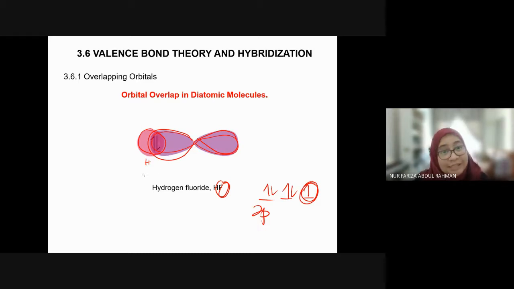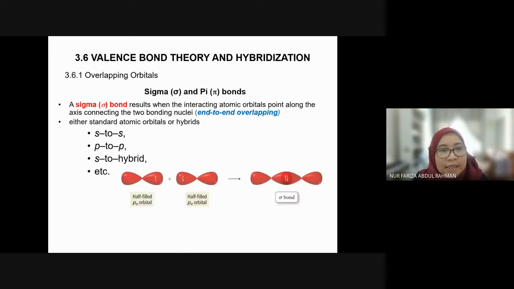So this is for simple molecules, very straightforward: they basically come closer and then they overlap. How about molecules that have a central atom and terminal atoms? It is a little more complicated on that part. But basically the basic concept is that the orbitals will overlap. Okay, a sigma bond.